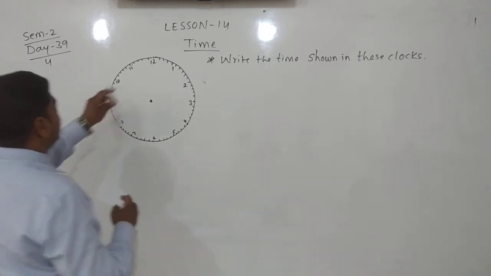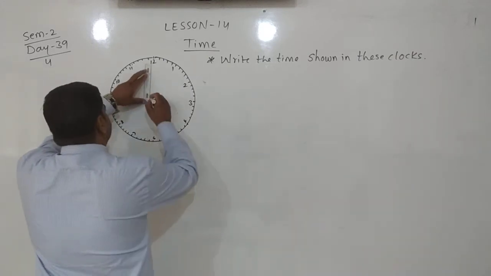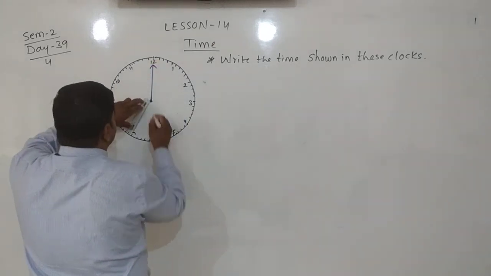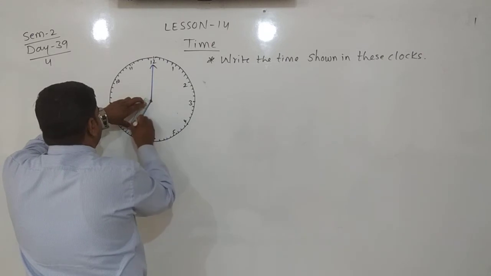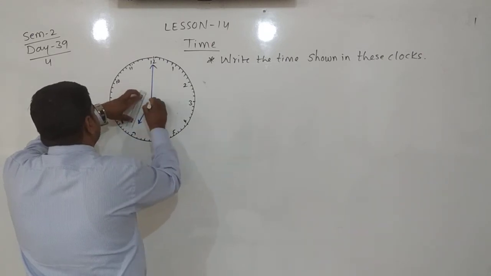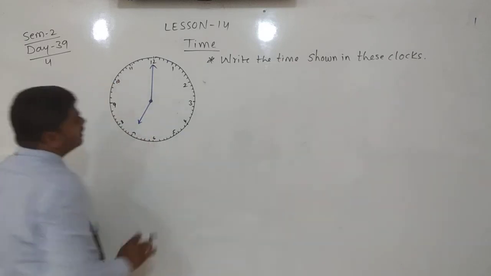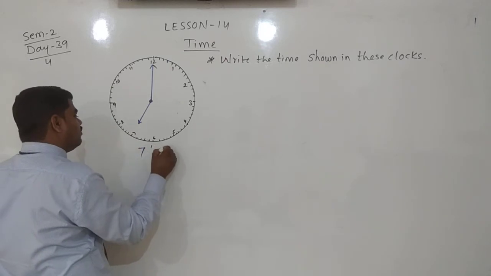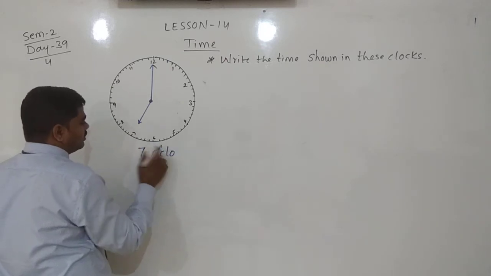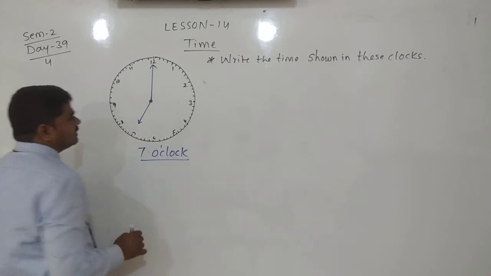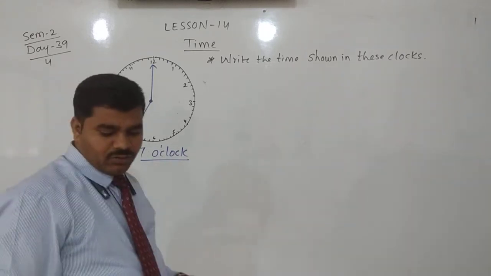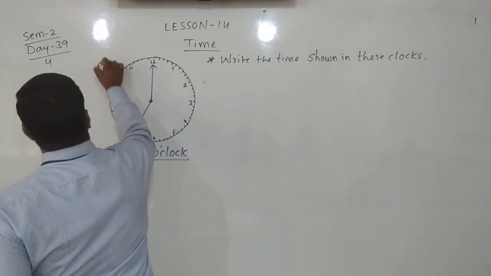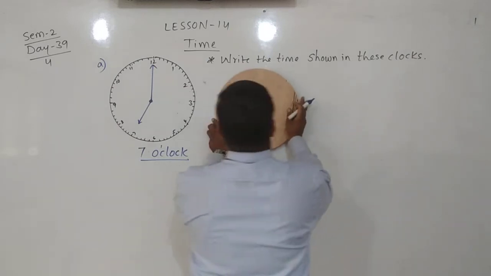Now the minute hand is showing at 12. The minute hand is showing at 12, and the hour hand is at 7. Then what's the time now here? Yes, it is 7 o'clock. Right, 7 o'clock. Now take one more, B. The B clock I will draw.